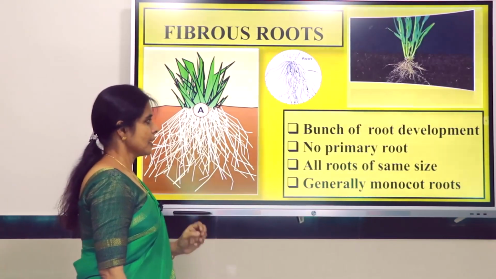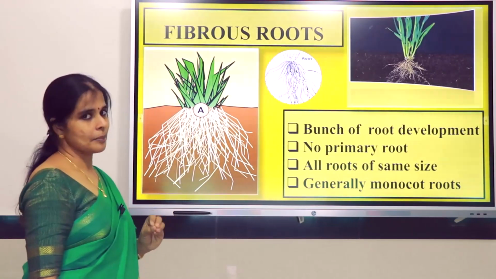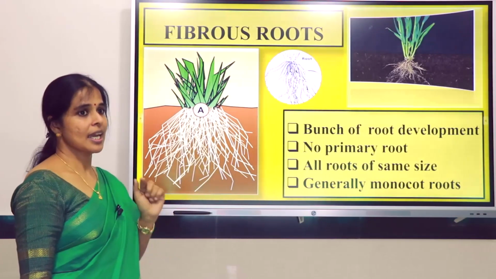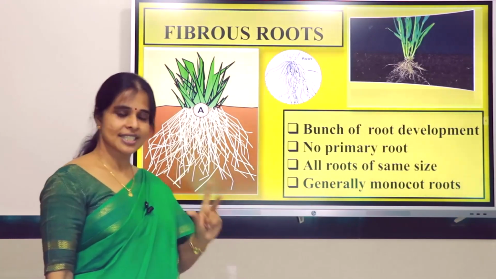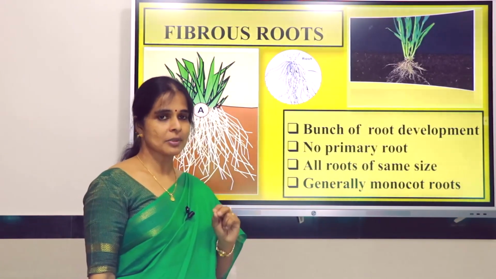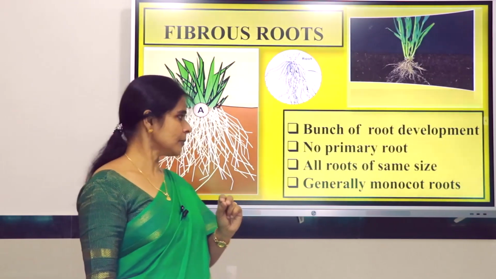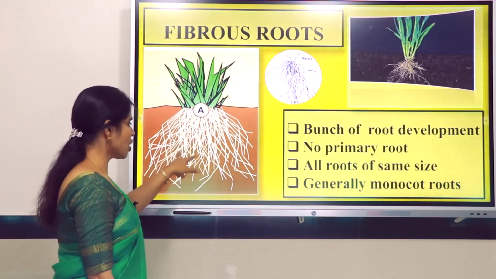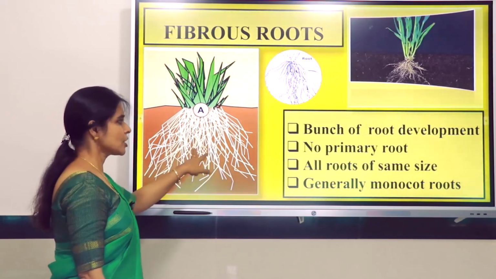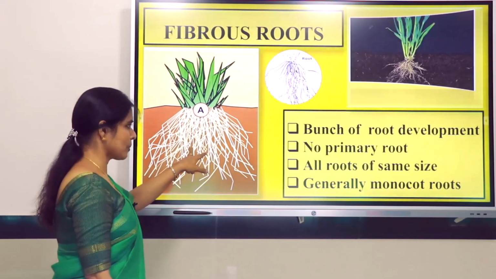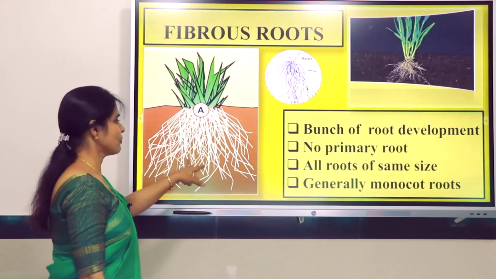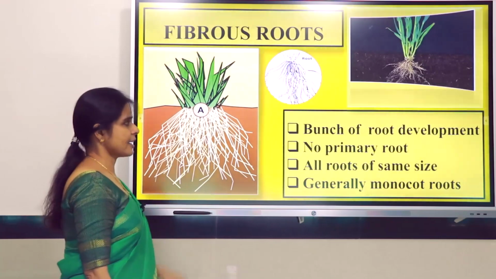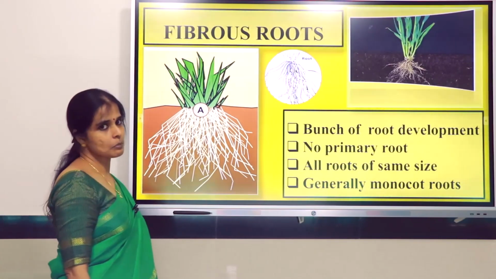Fibrous root system. In the case of the fibrous root system, there is no primary root, whereas in the taproot a primary root and all its branches together form the taproot system. Here, instead of that, there is no main root. All roots are developing together, and thus it forms a bunch which are of the same size. This is the type of root generally present in monocots.